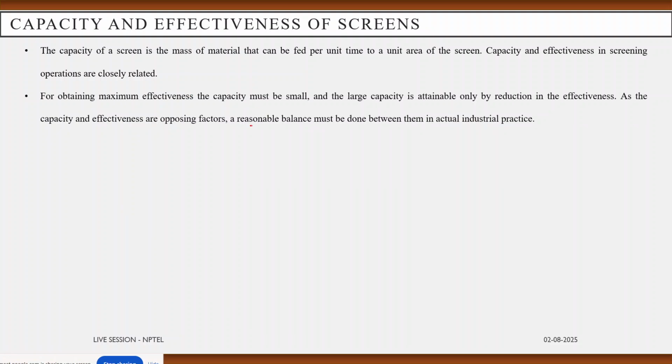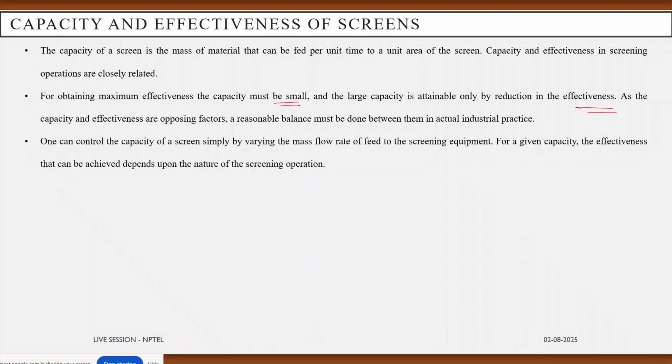For obtaining the maximum effectiveness, the capacity must be small. For the largest capacity, obviously the effectiveness will be reduced. As the capacity and effectiveness are opposite factors, a reasonable balance must be struck between them in actual industrial practice. One can control the capacity of a screen simply by varying the mass flow rate of the feed to the screening equipment. For a given capacity, the effectiveness that can be achieved depends upon the nature of the screening operation.